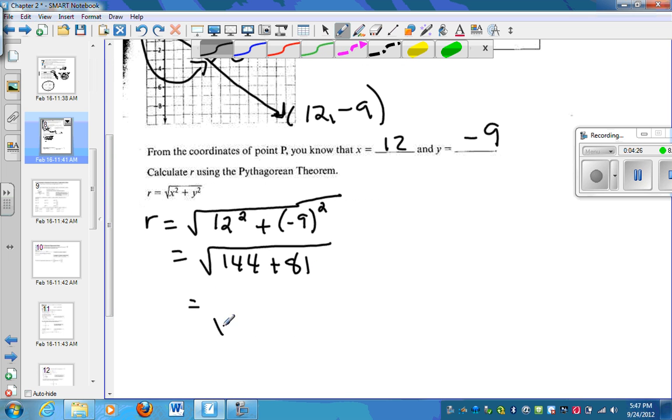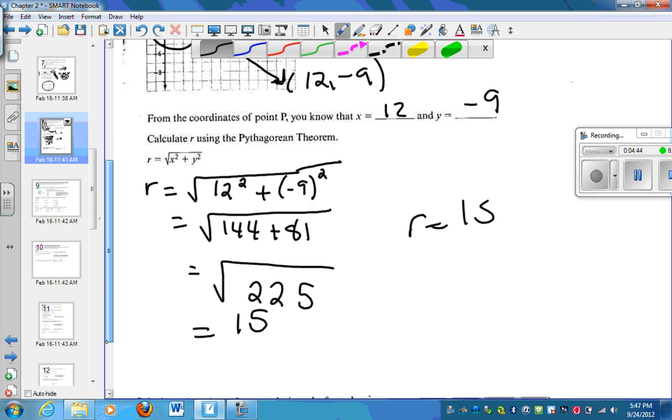Okay, that's equal to the square root of 5, 12, 225. Grabbing your calculator, the square root of 225 is 15. Okay, so r is 15.